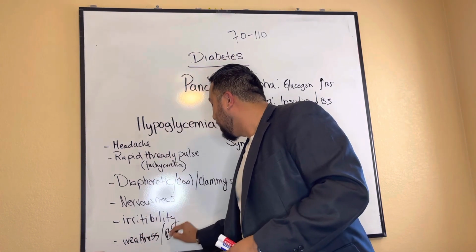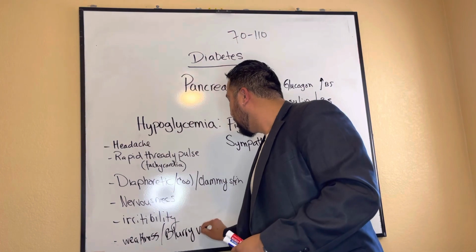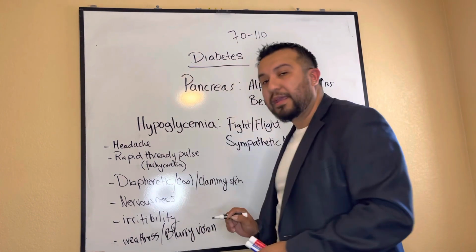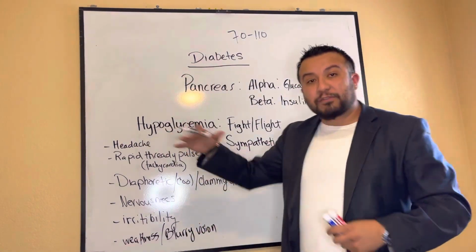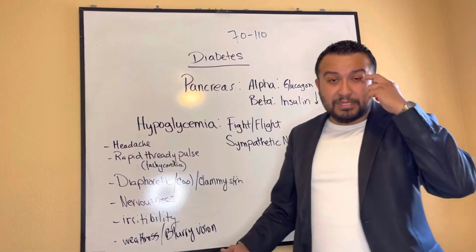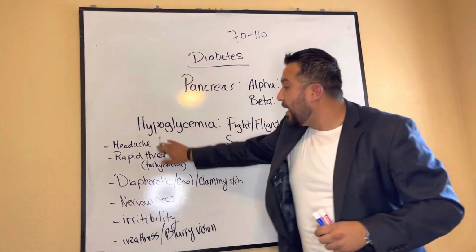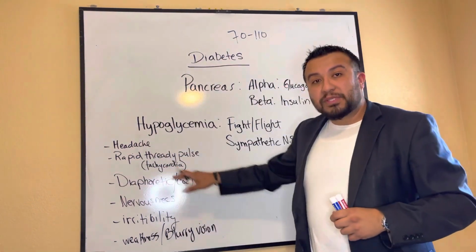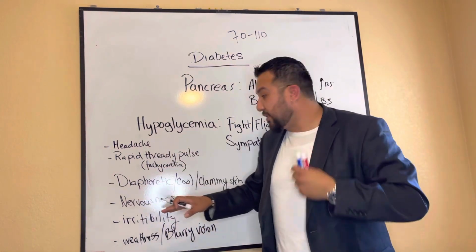You'll also have blurry vision. Okay? This is all caused by the lack of sugar in your cells. So your body tries to do something to give you a boost of energy. And how does it do it? By activating fight or flight. Headache, rapid thready pulse, tachycardia, diaphoresis, okay?